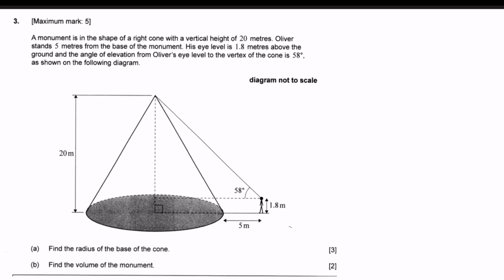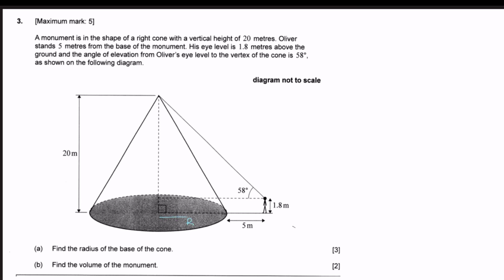Alright, so here we have a monument which is in the shape of a right cone with a vertical height of 20 meters, and there's a person, Oliver, who stands 5 meters from the base of the monument. His eye level is 1.8 meters above the ground, and the angle of elevation from Oliver's eye level to the vertex of the cone is 58 degrees. And we have to find the radius of the base of the cone. So let's mark the radius with R.